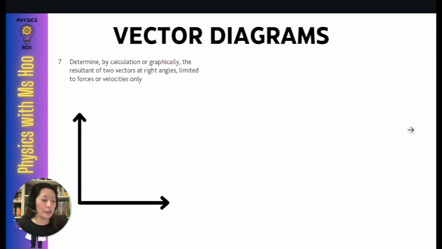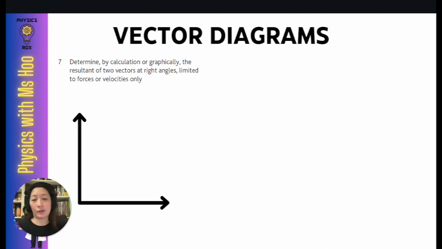Now, let's go into vector diagrams. So you should be able to determine by calculation or by graphically drawing it out the resultant of two vectors at right angles, and you only need to focus on forces or velocities. So there are plenty of other vectors, and yes, even other vectors may require you to get the resultant of the two vectors at right angles, but for IG, only forces and velocities. So just a quick overview on how to solve vector diagrams.